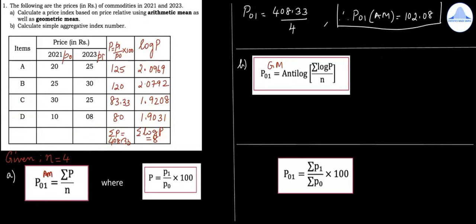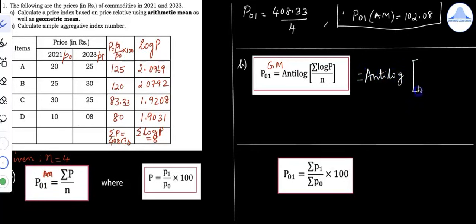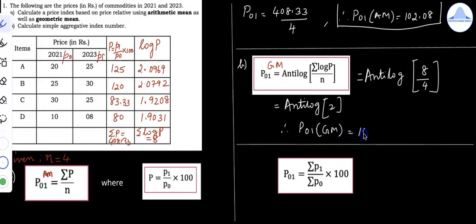So now substituting in the formula for the simple geometric mean index number, we get antilog 8 divided by 4, which is equal to antilog of 2. So therefore P01 of GM is equal to 100.